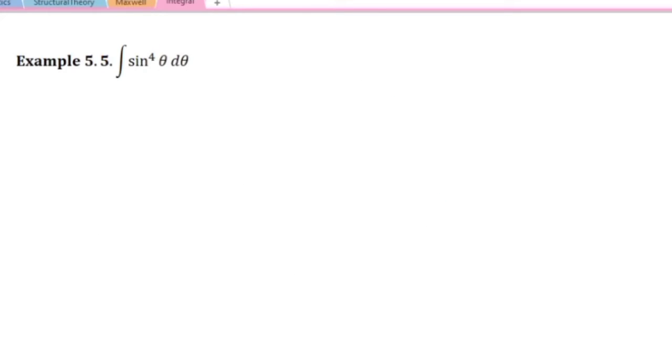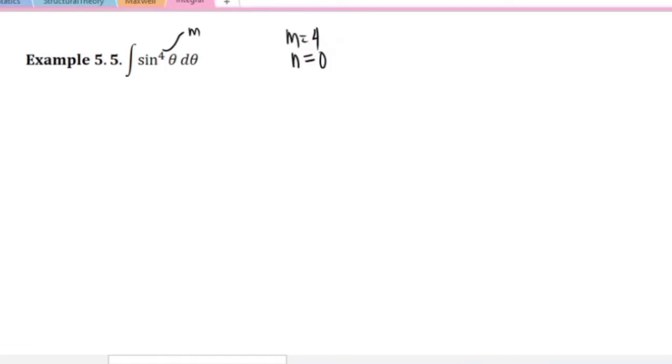Example 5.5. So we have here the integral of sine theta to the 4th d theta. So exponent ng sine natin, that is m. So meaning your m is equal to 4 and wala tayong nakikitang cosine. Your cosine n is equal to 0. So power reducing formula lang yung gagamitin natin dito.